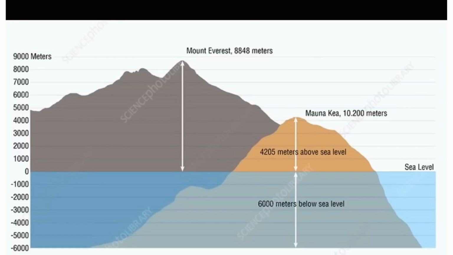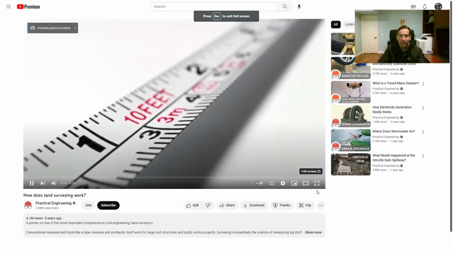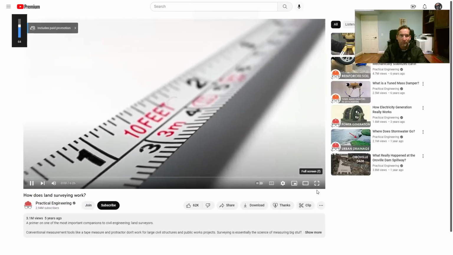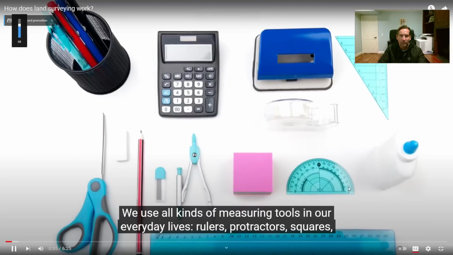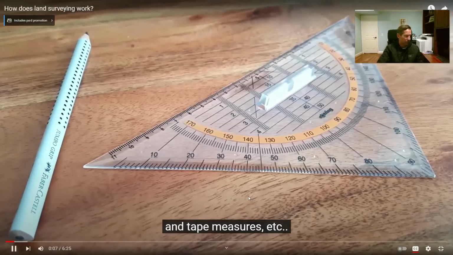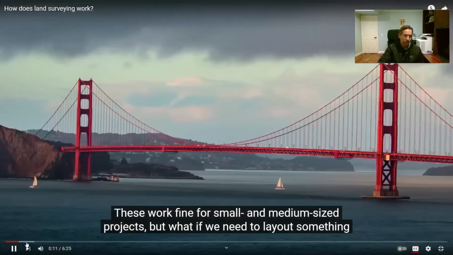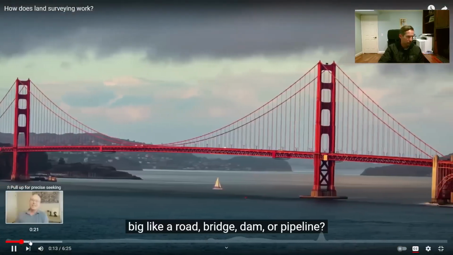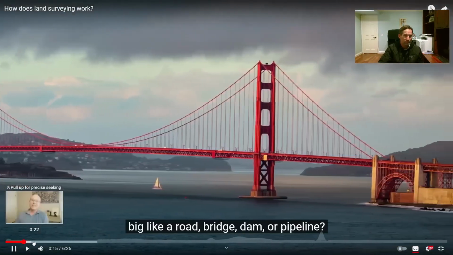I got a couple different videos I'm going to load up. We use all kinds of measuring tools in our everyday lives. Rulers, protractors, squares, and tape measures, etc. These work fine for small and medium-sized projects, but what if we need to lay out something big, like a road, bridge, dam, or pipeline?